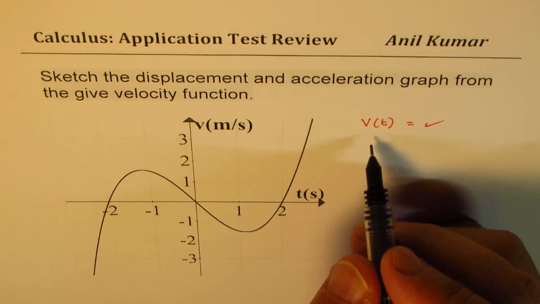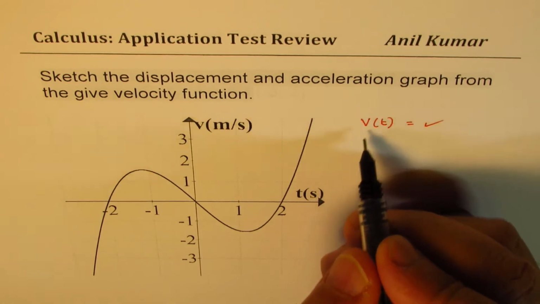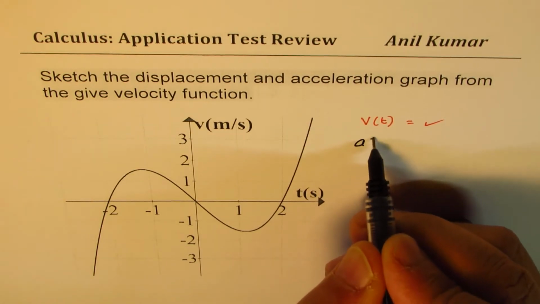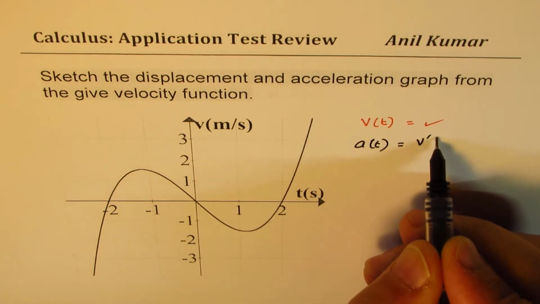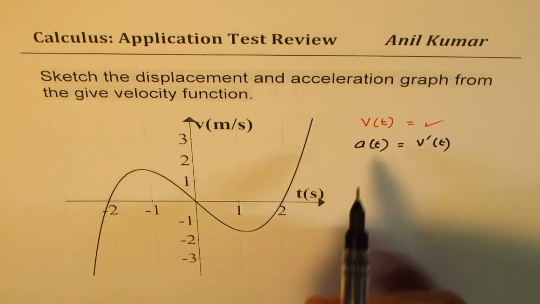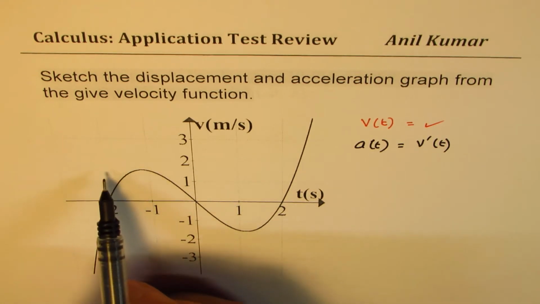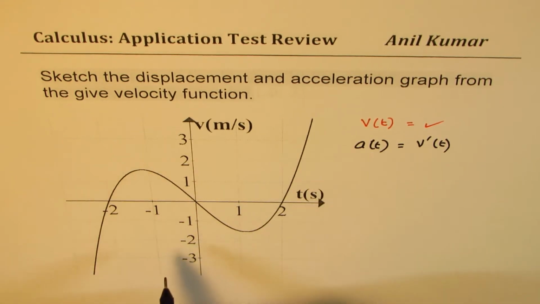One is the acceleration, right? So the acceleration, you know, is derivative of velocity. So that we can find by drawing tangents on this graph, correct? So that should not be very difficult. You could always pause the video and work it out.